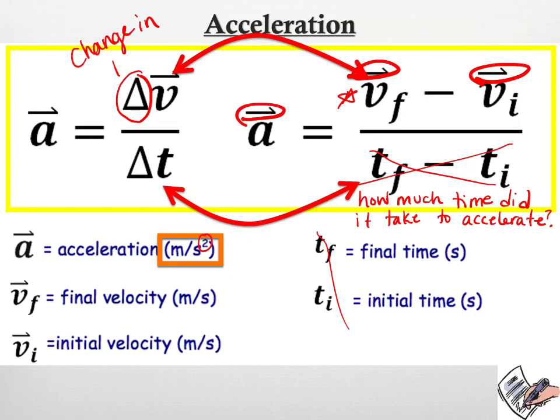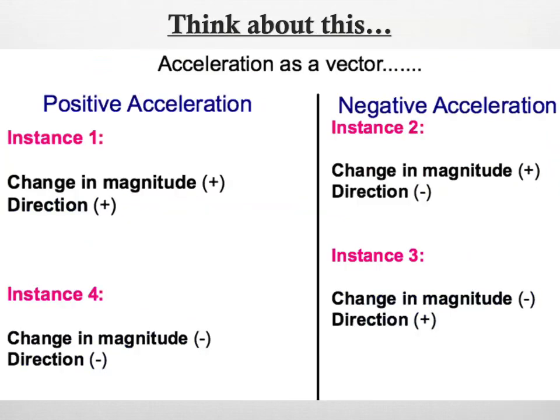Something really important to note, velocity has units meters per second. Acceleration has units meters per second squared. Please do not confuse the two, okay? If you see meters per second, you have been given velocity. If you see meters per second squared, you have been given acceleration, okay? Please do not mix those up. I know they look similar, but they are very different.